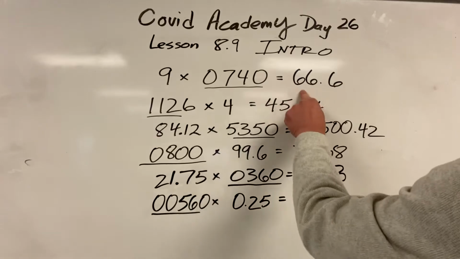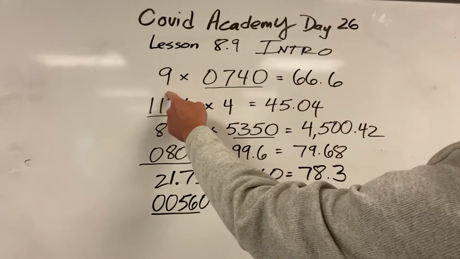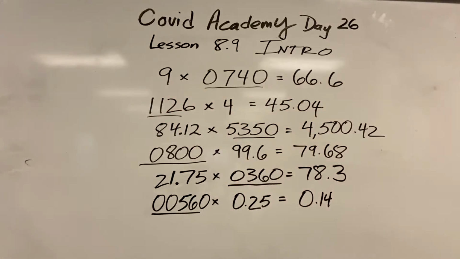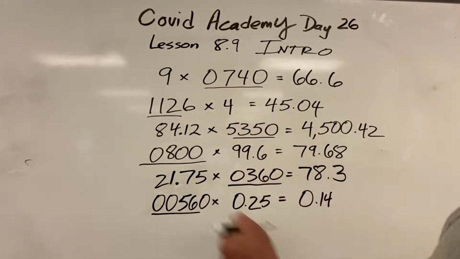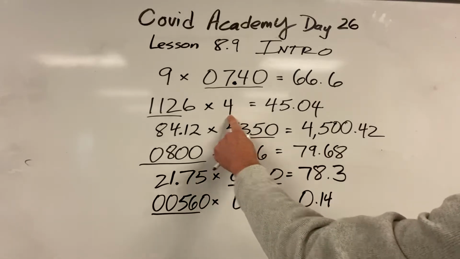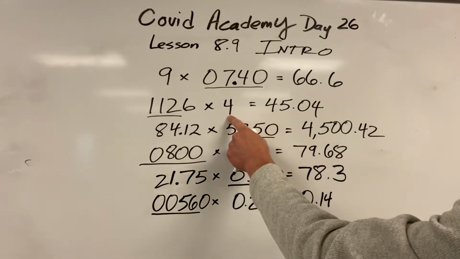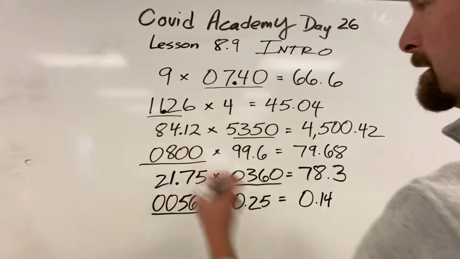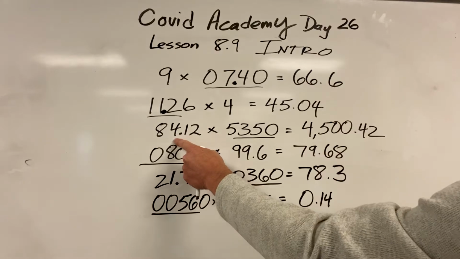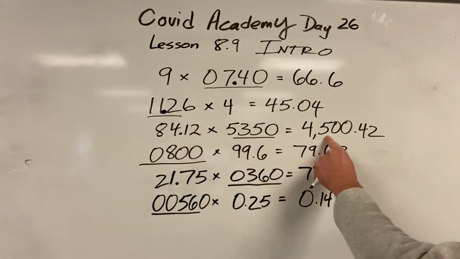Okay, 9 times something is going to give me 60. Well, let's think. I got a 7 here. 9 times 7 is 63. Oh, that's got to be it. Just boom. There we go. All right, something times 4 is 45. Well, I know 11 times 4 is 44, so it's got to be about 11 right there.